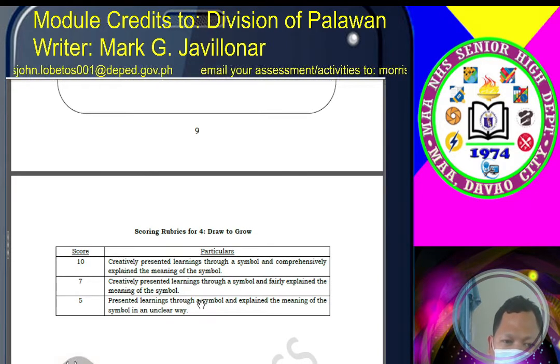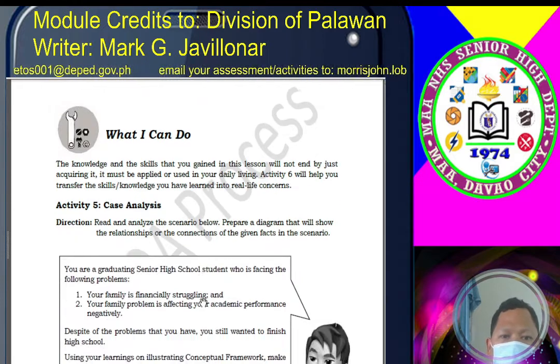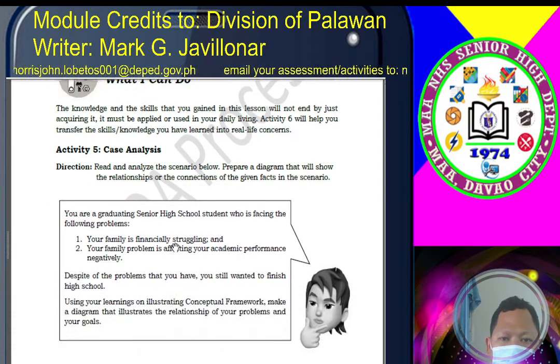Next, What Can I Do? The knowledge and skills that you have gained in the lesson will not end by just acquiring it. It must be applied and used in your daily living. Activity 6 will help you transfer the skills and knowledge you have learned to real life concerns. So Activity 5, Case Analysis. Read and analyze the scenario below. Prepare a diagram that will show the relationship or the connections of the given facts in the scenario.